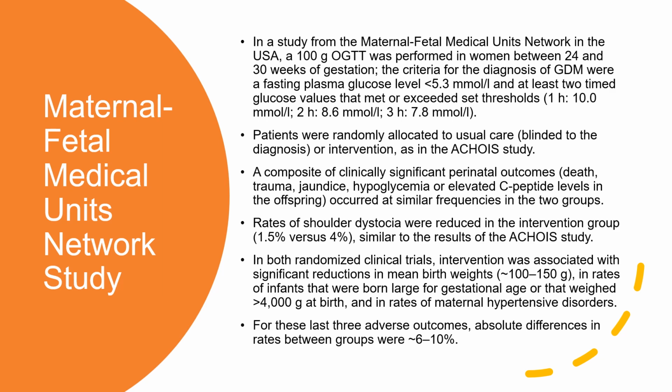A composite of clinically significant perinatal outcomes, including death, trauma, jaundice, hypoglycemia, or elevated C-peptide levels in the offspring, occurred at similar frequencies in the two groups. Rates of shoulder dystocia were reduced in the intervention group, 1.5% versus 4%, similar to the results of the ACHOIS study. In both randomized clinical trials, intervention was associated with significant reductions in mean birth weights, about 100 to 150 grams, in rates of infants that were born large for gestational age or that weighed greater than 4,000 grams at birth, and in rates of maternal hypertensive disorders. For these last three adverse outcomes, absolute differences in rates between groups were 6 to 10%.